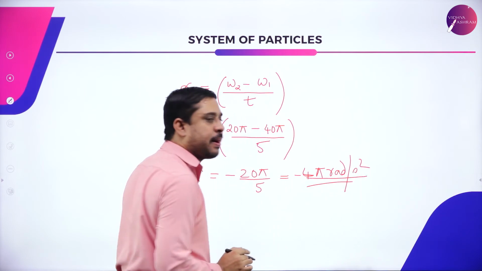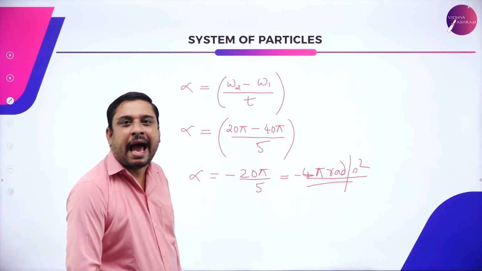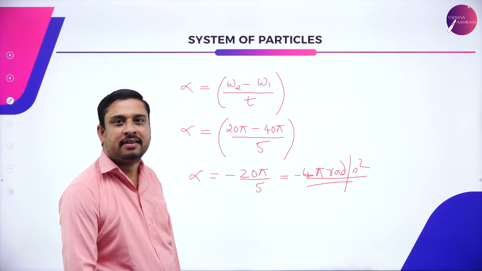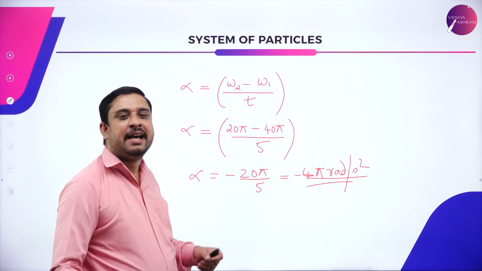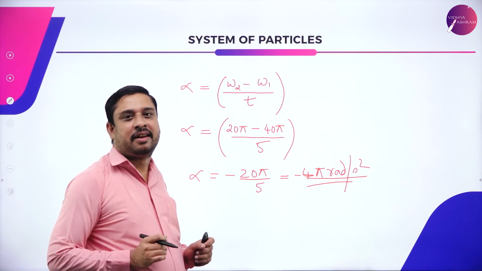So now observe, alpha is negative. Angular acceleration is negative. What does that mean? It means that it is angular retardation.